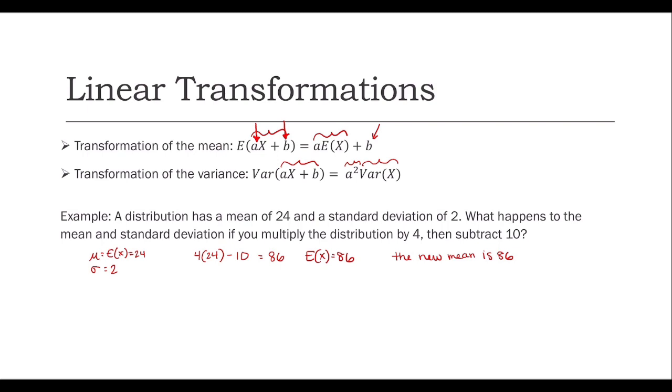For our standard deviation, we need to convert it to our variance. So our variance is our standard deviation squared, which is 4. And then we'll do a squared times the variance. So 4 squared times our variance, which is 4. So this is 16 times 4, which is 64. So our variance equals 64. So the new variance is 64.